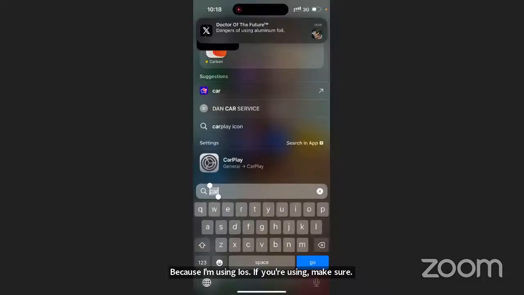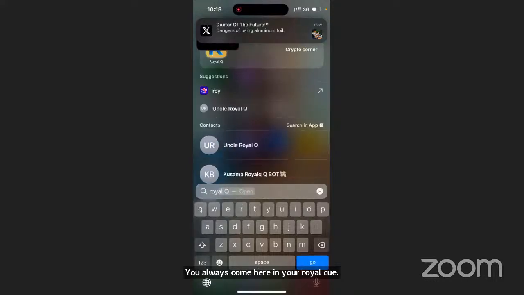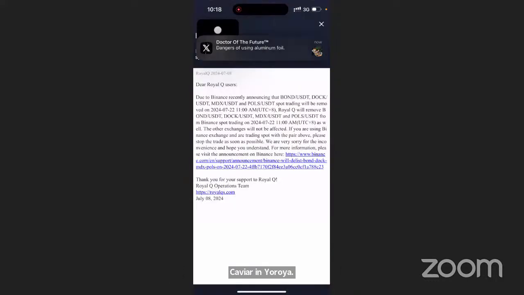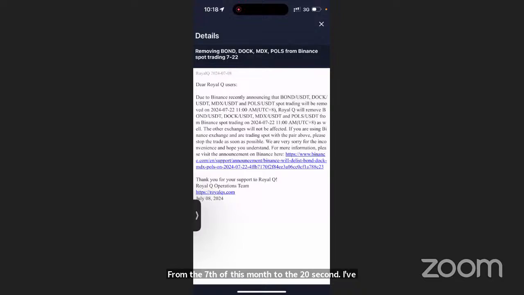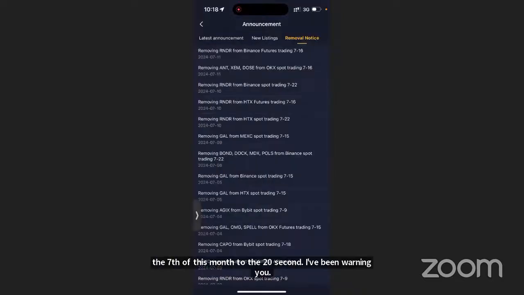Make sure, yeah, the browser has crashed because I'm using iOS. Make sure you always come here in your royal queue and look for the coins that are going to be delisted. Those of you who are sleeping in your business, although we always remind you, come here in your royal queue. Imagine, from the 7th of this month to the 22nd, they have been warning you.